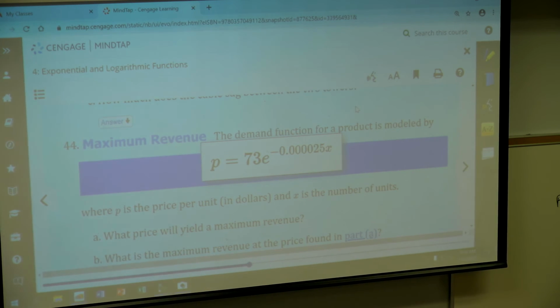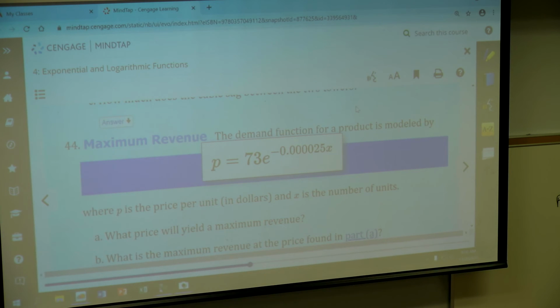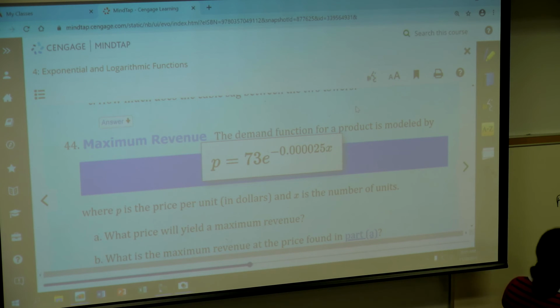So we want to find the derivative of the revenue to determine maximum revenue. And here, this would be u, right? That would be v, because both of them are functions of x. What rule should we use? Product rule.